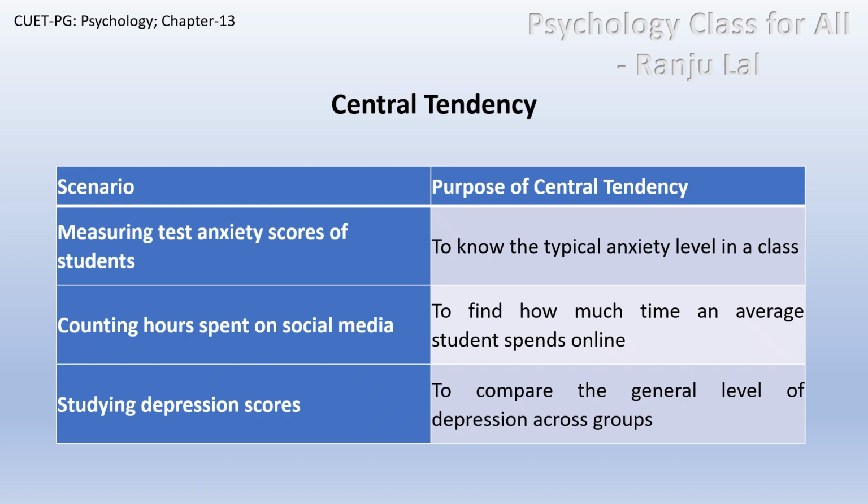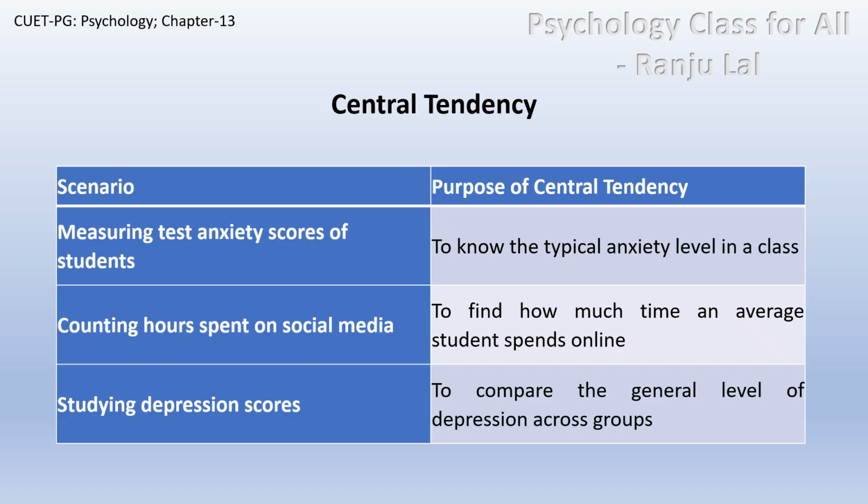Central tendency is about finding the middle, typical, or common value in a group of numbers. It helps psychologists to understand what is usual behavior, what most people do, think, or feel. Is the group mostly similar or different?